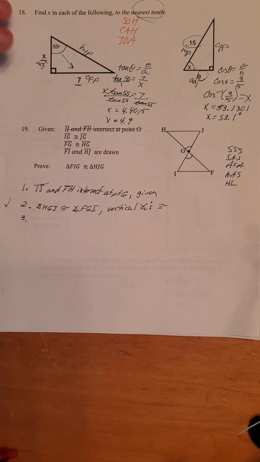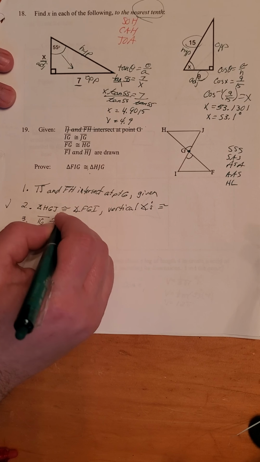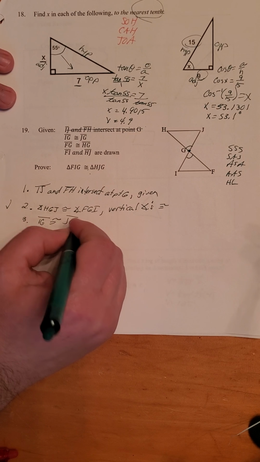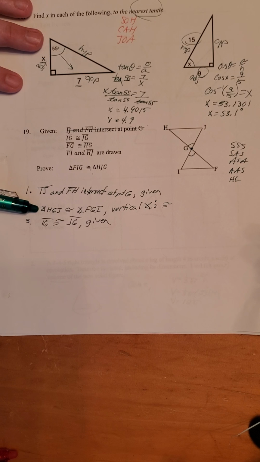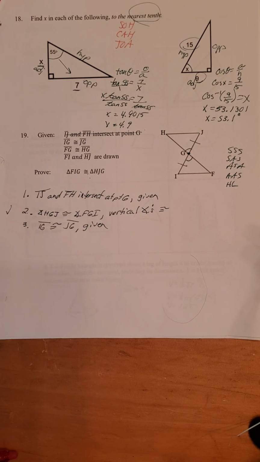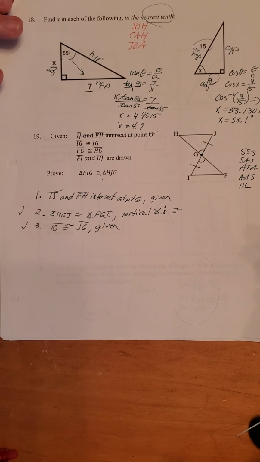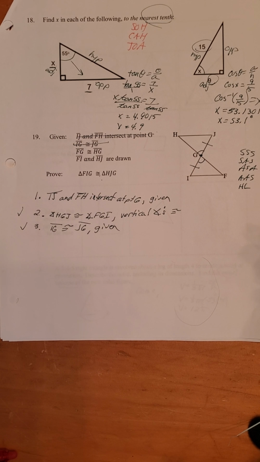Now we're going to go to our next given. So our next given is IG is congruent to JG. So we're going to look at our picture. Oops, sorry, I'm going to write down given. That's where it came from. We're going to label this. So IG and JG are congruent, which means the given is already a congruent statement. So there's two. We don't have to go any further with that.